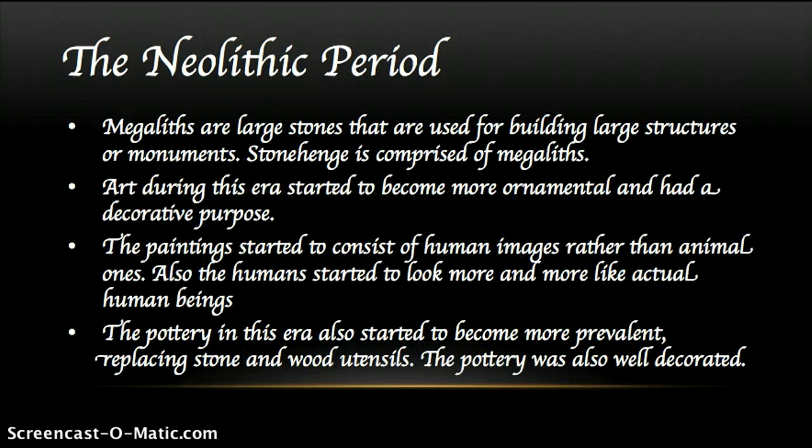Megaliths are large stones that are used for building large structures or monuments. Stonehenge is comprised of megaliths. Art during this era started to become more ornamental and had a decorative purpose. The paintings started to consist of human images rather than animal ones. Also, the humans started to look more and more like actual human beings. The pottery in this era also started to become more prevalent, replacing stone and wood utensils. The pottery was also well decorated.